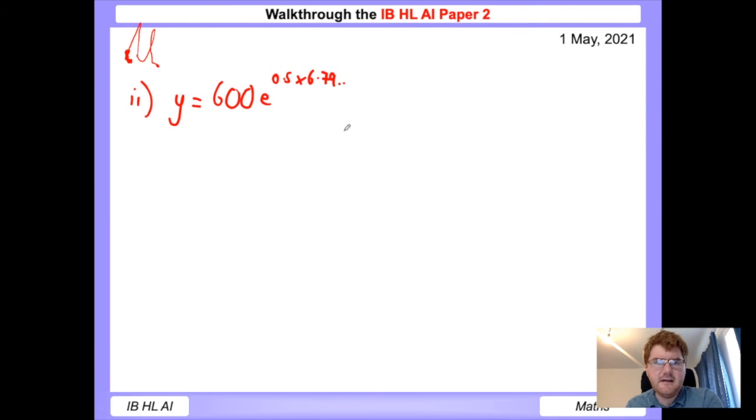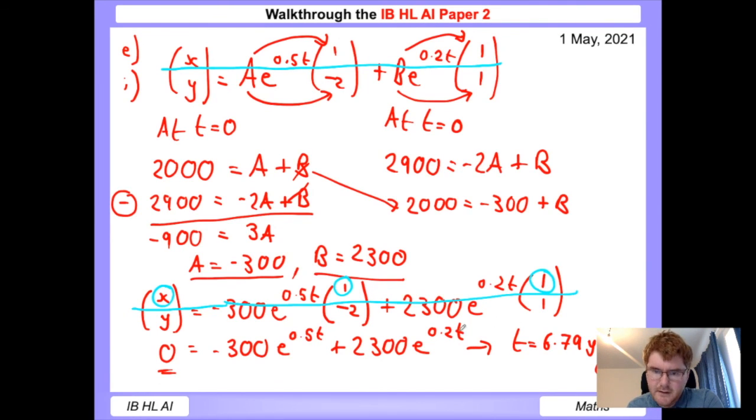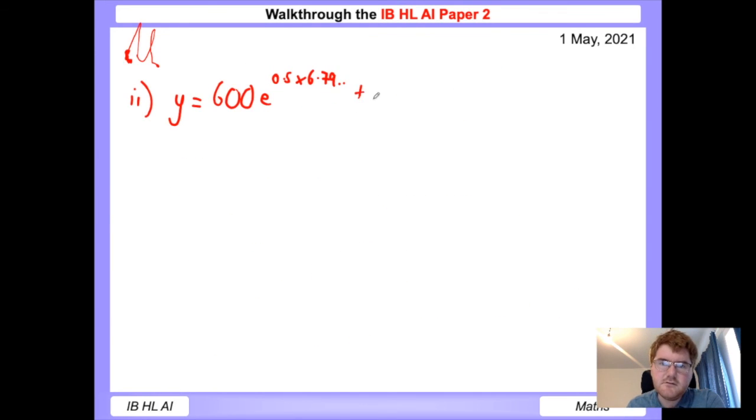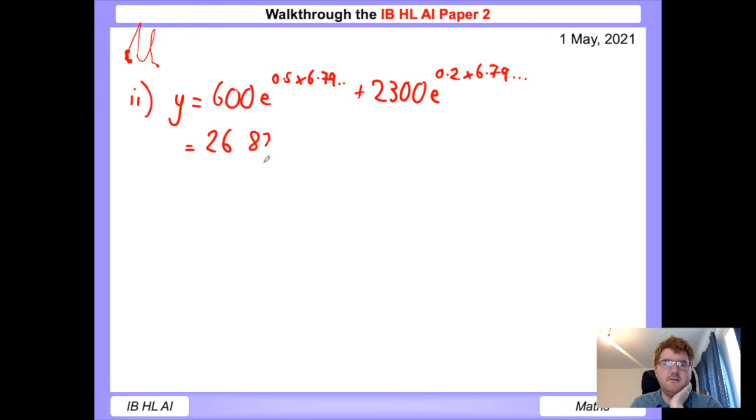And we just need to be a little bit careful here. So looking at the bottom part, so 2,300 times 1, that's 2,300, e, put 0.2 here. Same value, the number of years, 6.79. And at this point, you just type all this into your GDC. So give you a moment to do that. That should give you the answer of 26,027.9 and so on.